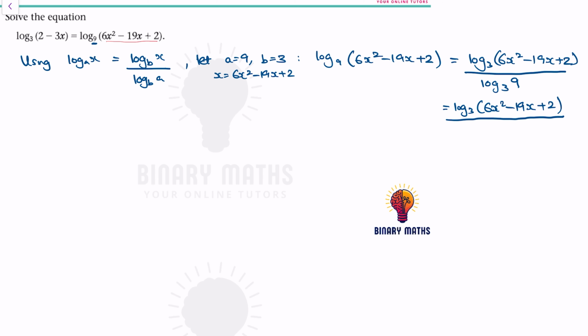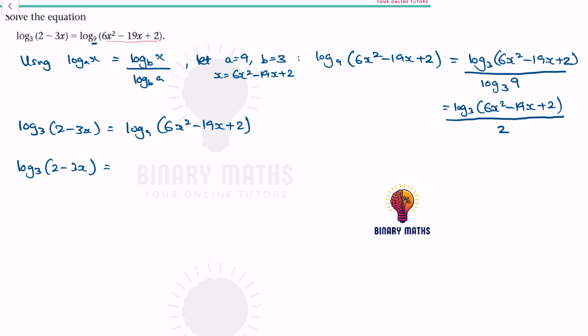3 to the power of something is 9. 3 to the power of 2 is 9. So that must be 2. So that means the equation we're trying to solve, log base 3 of 2 minus 3x is equal to log base 9 of 6x squared minus 19x plus 2, becomes log base 3 of 2 minus 3x is equal to log base 3 of 6x squared minus 19x plus 2, all over 2.